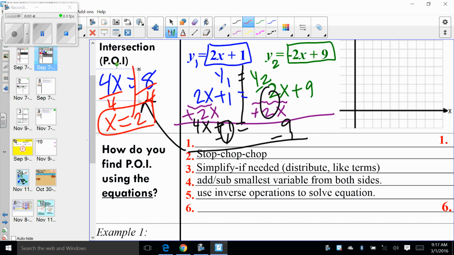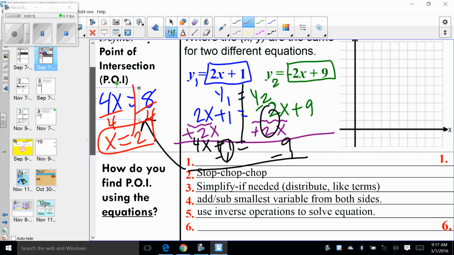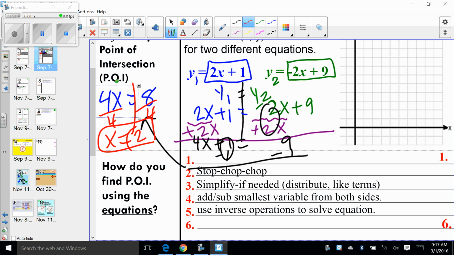I'm looking for the point of intersection, so I'm looking for the x and the y that makes that true. In order to do that, I'm going to take that x of 2 and substitute it in here and here. I really only have to substitute it in one time, but I'm going to substitute it in both times to make sure that my answer is correct. So we have 2 times 2 plus 1. That's 5. So I would say that my y is equal to 5.